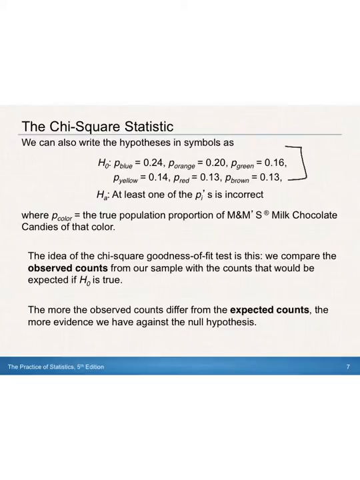The idea of a chi-square goodness of fit test is this: we are comparing the observed counts from our sample with the counts that we would expect if the null is true. Just like all significance tests, our null builds the distribution, and we're checking how rare it is that the value from our sample happens just by chance. And if it's a small occurrence, then we're going to reject the null. The more the observed counts differ from the expected counts, the more evidence we have against the null hypothesis. So a high chi-square statistic is better evidence against the null.